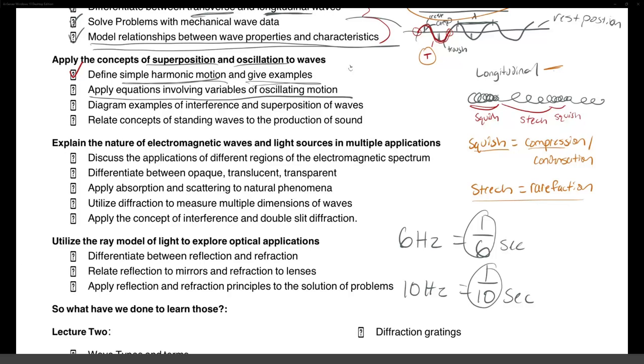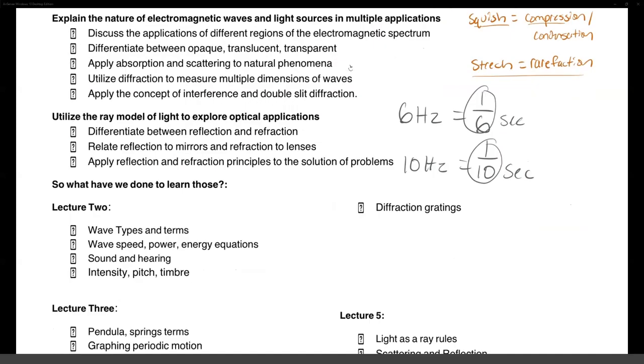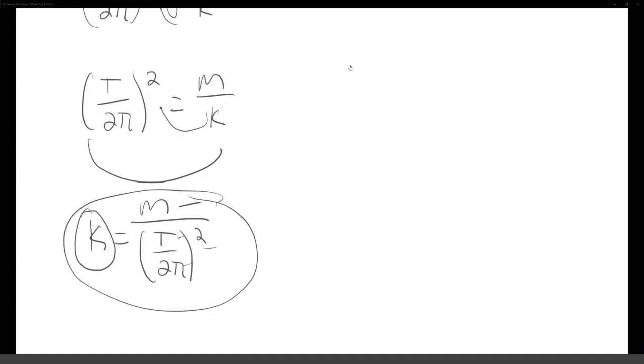So that's talking about applying equations involving variables in oscillating motion. And now we're talking about interference and superposition of waves, which we already covered pretty well. If we wanted to diagram that, we're allowed the whole binder, so you could just look at those two diagrams. They are right on page 38. Underneath where it says constructive interference, there's a diagram for it, and underneath destructive interference, there's a diagram for that as well, and some diagrams for the two-point patterns.